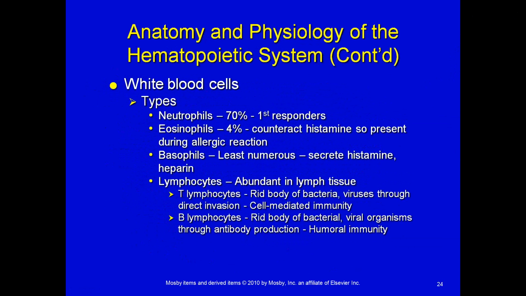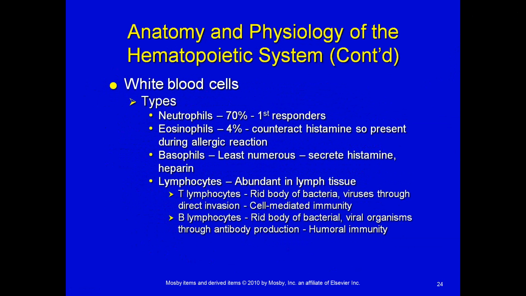Eosinophils make up about 4% of your white blood cell count, and they counteract histamine. So if you're having some sort of allergic reaction, then your eosinophils will be at a higher percentage. Basophils are the least numerous of white cells. They secrete histamine and heparin.